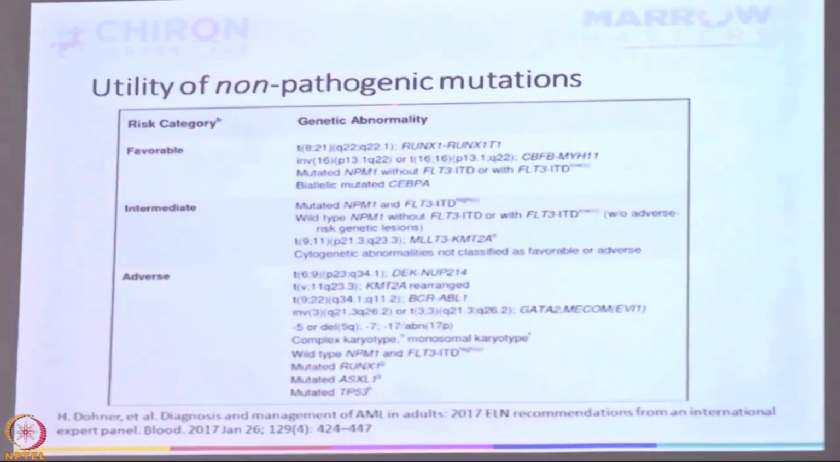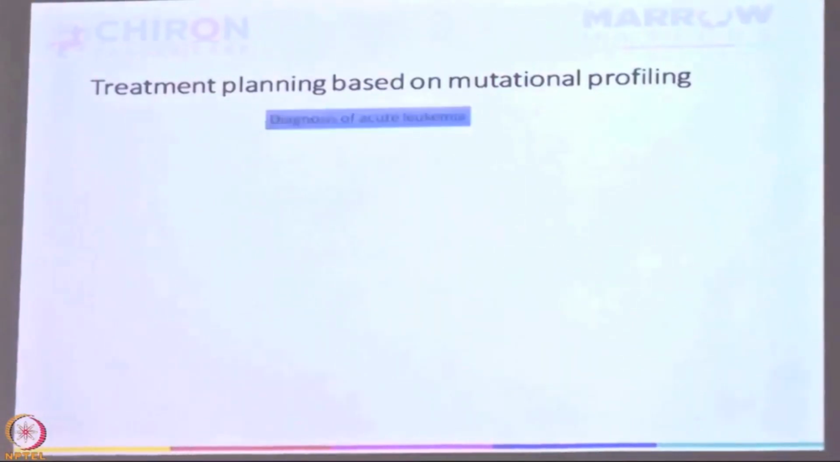So whichever mutations make it better, great. Favorable risk, just give chemotherapy, bone marrow transplantation not required. Those who have bad mutations, you have to do bone marrow transplantation, etc. So that is how we are using this information currently, right.